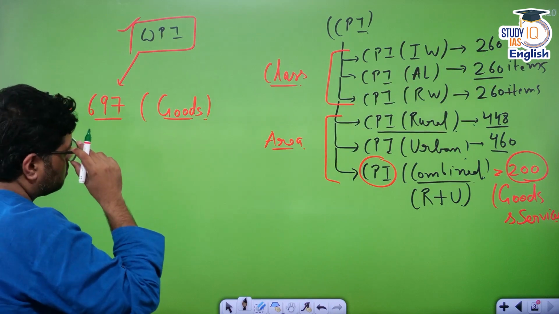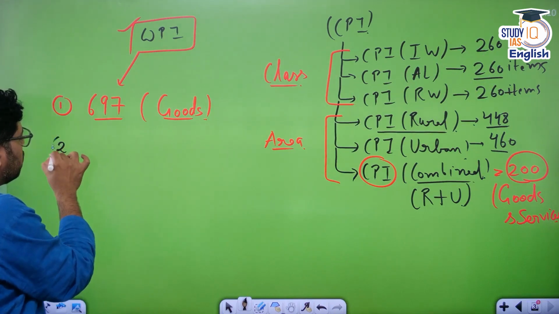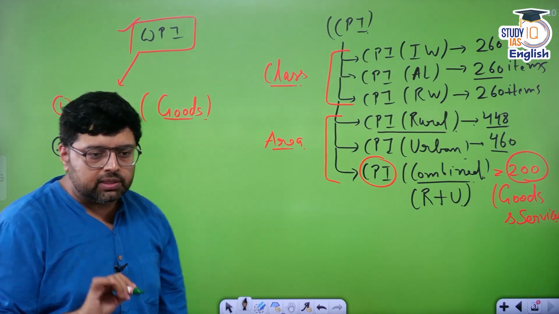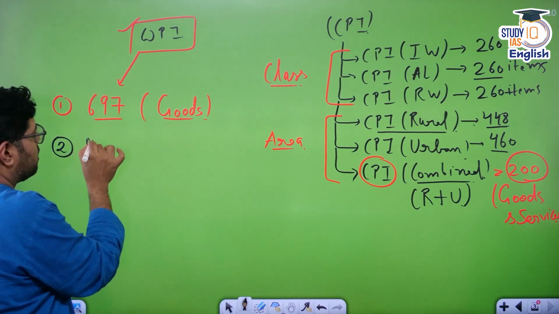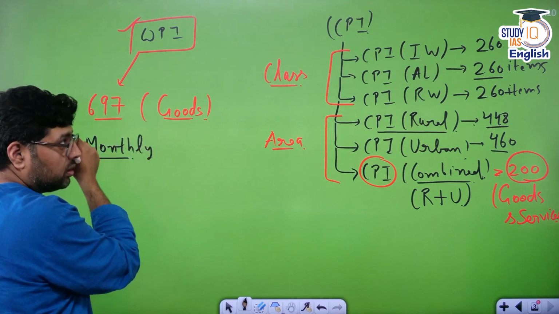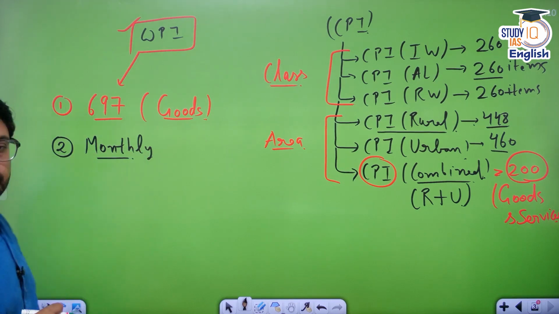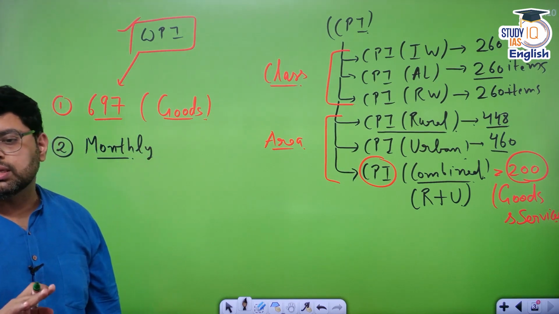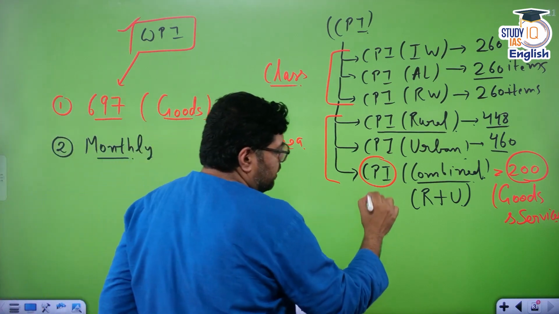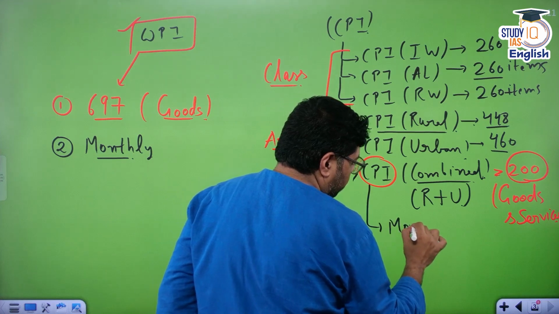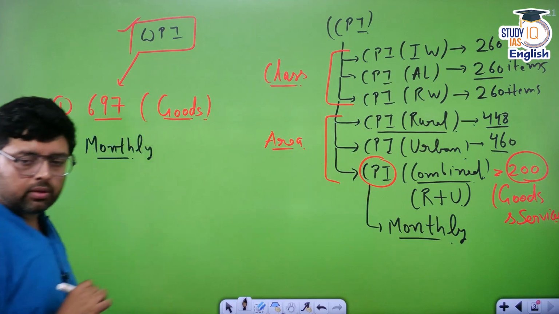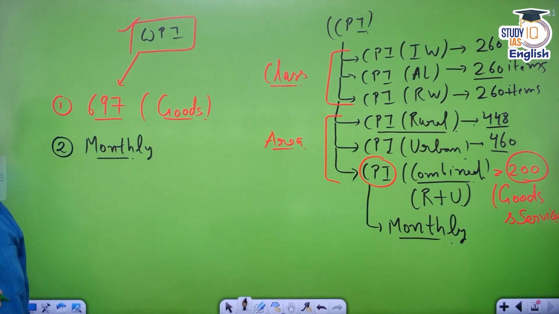Clear? Now, another thing that you have to remember is when this data is published. WPI data is published on a monthly basis. This is another thing that you have to remember. Similarly, CPI data, that is CPI combined, is also published on a monthly basis.